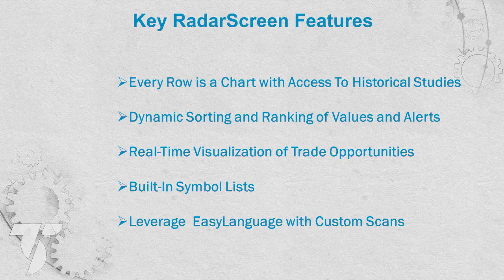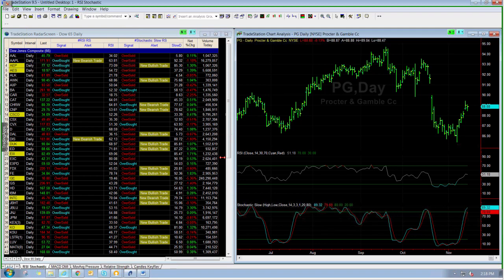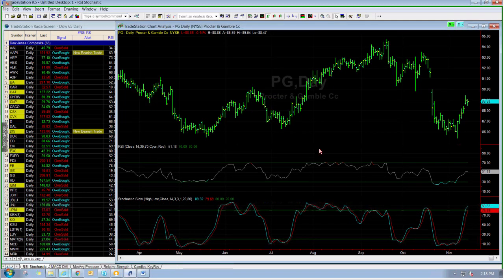So let's get started. The first thing I want to do is just touch on this idea that most of us are used to using charts for finding trading opportunities.